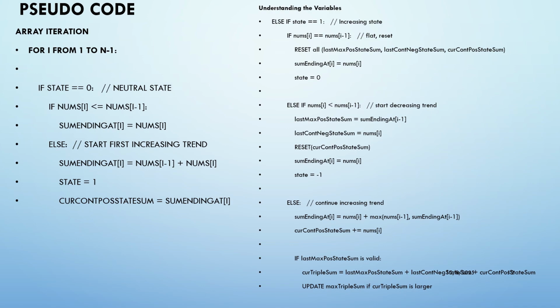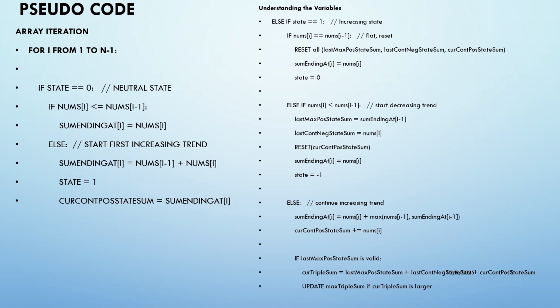Let's come to the second condition. That means you are in the increasing state, which is 1, but now you see the element is less than the previous element, which means now you are going into a decreasing trend. This is going with the trionic subarray flow, that after increasing you will encounter a decreasing trend. So now what will we do? We will move to state minus 1 to indicate we have now entered into the negative state.